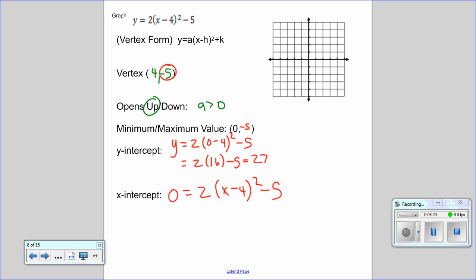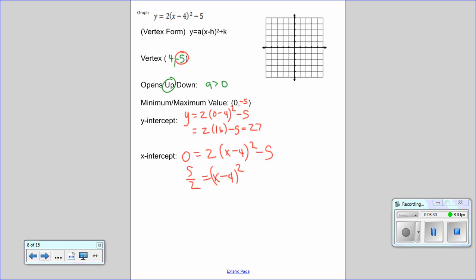So here I have an equation where I can add the 5, divide by 2. That'll be 5 halves equals (x minus 4) squared. So then it's going to be the square root of both sides. That'll be positive or negative square root of 2.5 equals x minus 4. So then the x-intercepts are 4 plus or minus the square root of 2.5.